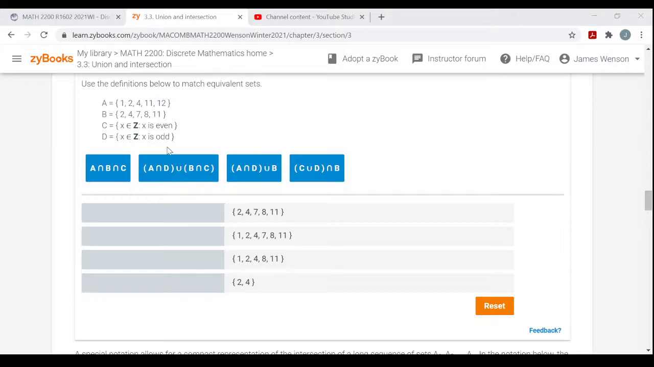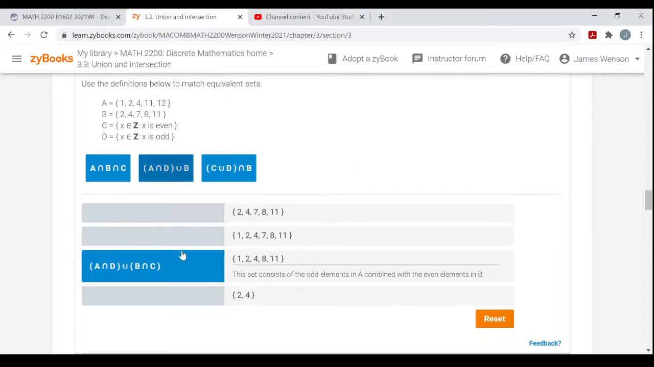So A intersect D is the set with 1 and 11. B intersect C is the set with 2, 4, and 8, and then we're putting them together, just the union. So 1, 11, 2, 4, 8. That's 1, 2, 4, 8, 11, this third set here. And again, you can play with the other ones, write them out if you want.